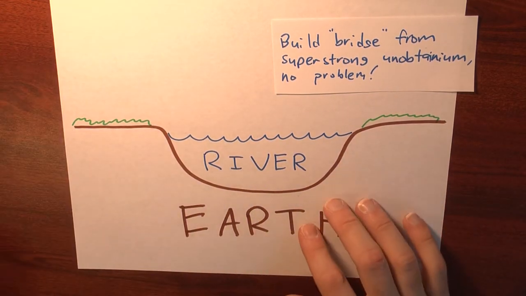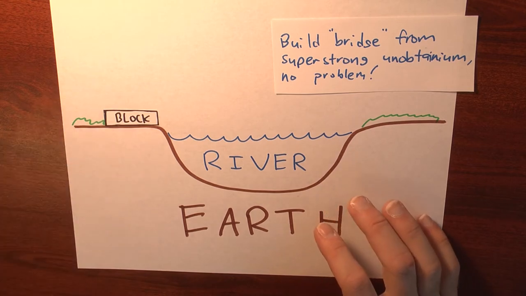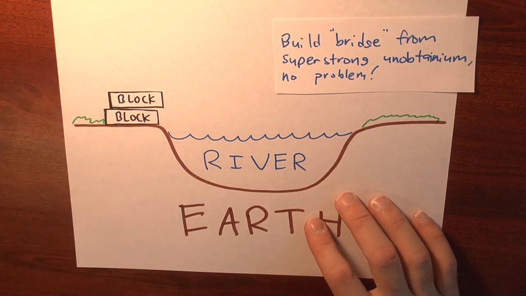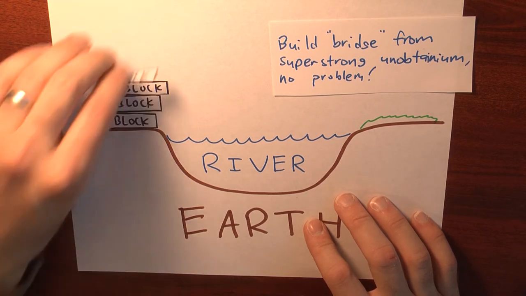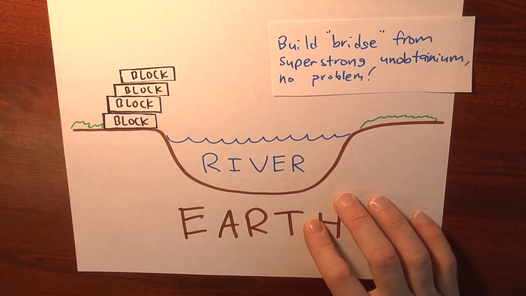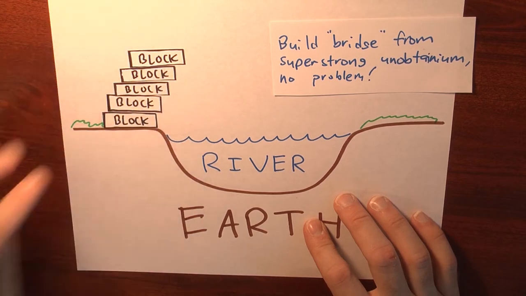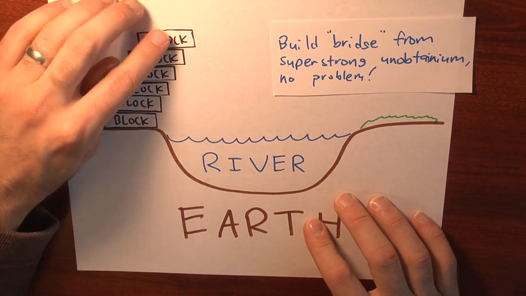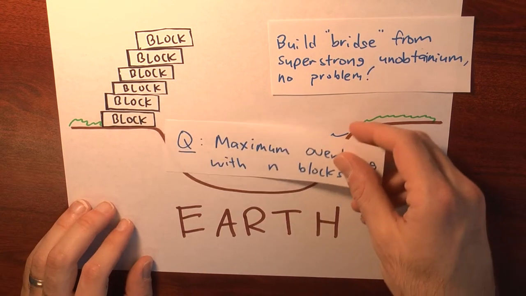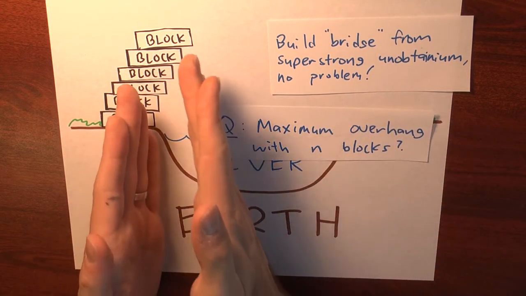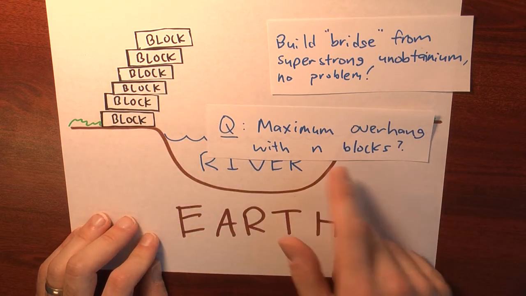What I'm really going to ask you to do is to build the bridge out of these blocks. So you're allowed just to stack blocks on top of each other. And I want the thing to be stable. I don't want it to fall over. And I want to know, if you just start stacking blocks, how long of an overhang can you get? What's the maximum possible overhang that you can achieve if I give you n blocks?